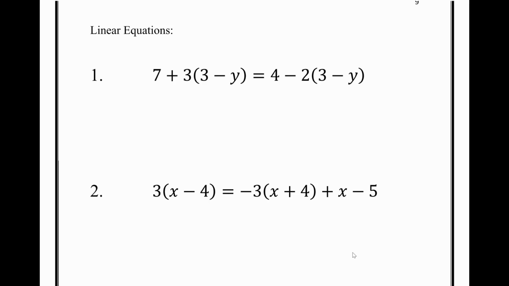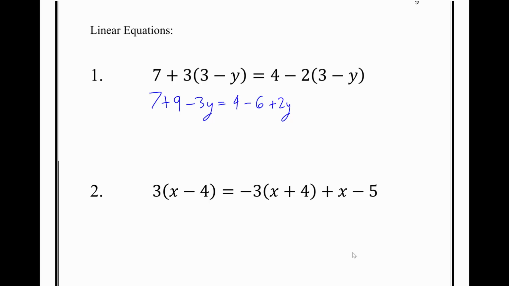Next we have a linear equation. As you can see, the variable is y, so we just need to solve it to get y. First, let's expand all the brackets, which we end up with 7 plus 3 times 3, which is 9, minus y times 3, which is minus 3y. This is equal to 4 minus 2 times 3 and times minus y. This gives us 4 minus 6 plus 2y.